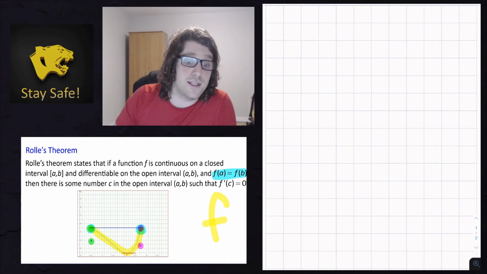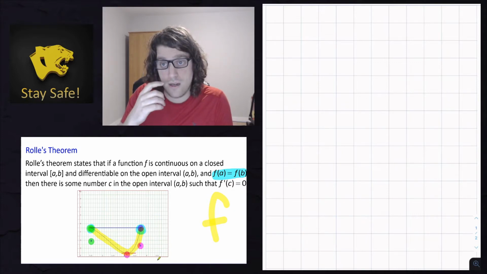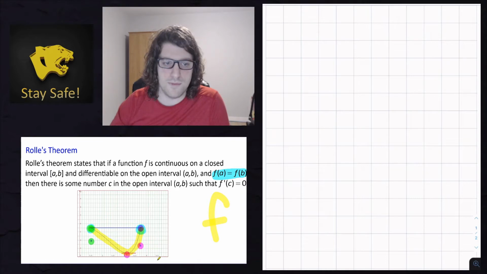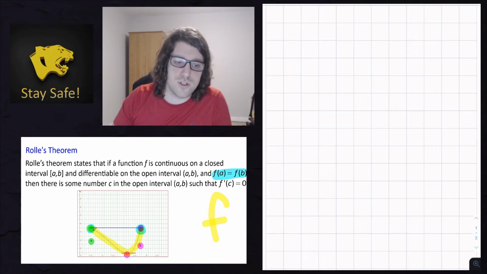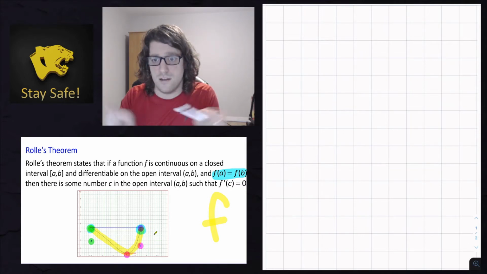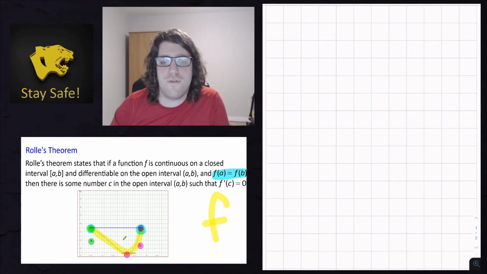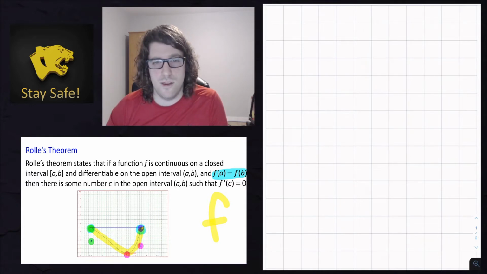Now, in the example we have down here, there is a single c value. But there is at least one c, could be more, in the open interval from a to b, so not including the endpoints, somewhere in the middle, where the derivative of the yellow function, the function that we're looking at to begin with, is 0.